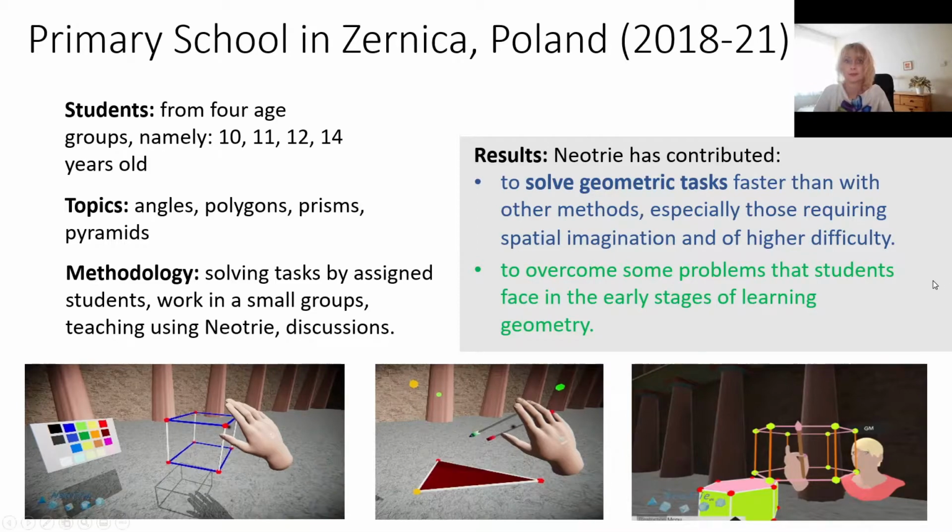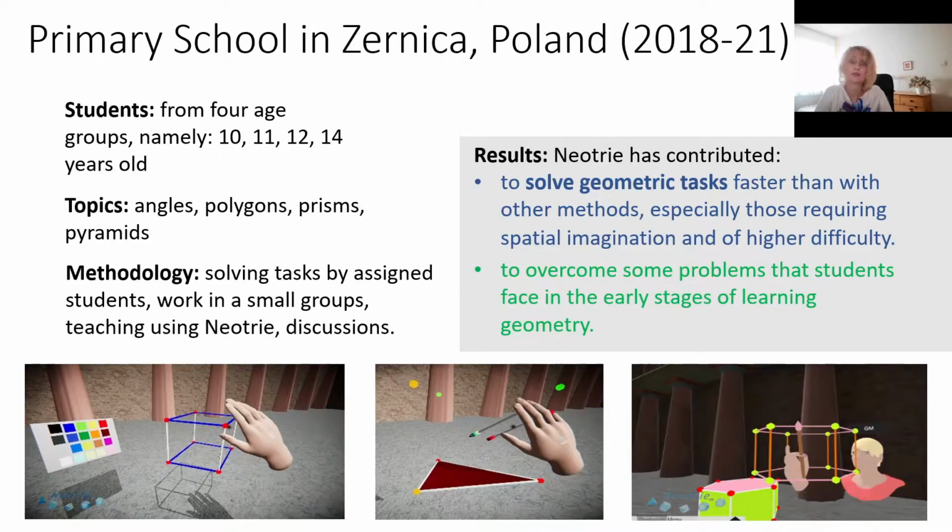Since 2018, lessons were taught using NeoTrie for students from 10 to 14 years old in different class groups with 26 pupils. For each age group and based on the Math Poland core curriculum, NeoTrie lessons were referring to angles, polygons, prisms, and pyramids. In most of the classes, the software was used during the whole lesson or only in a part of it, depending on the needs.